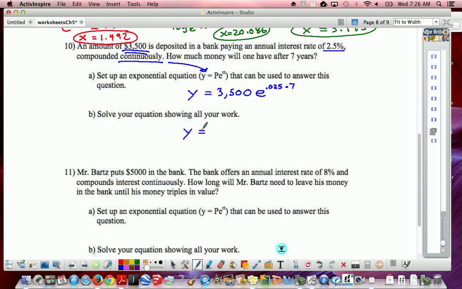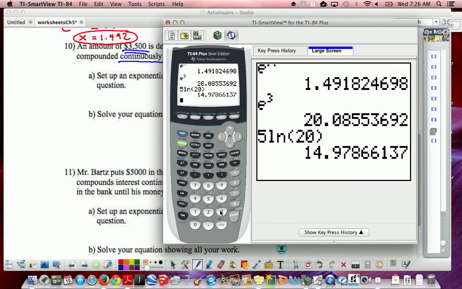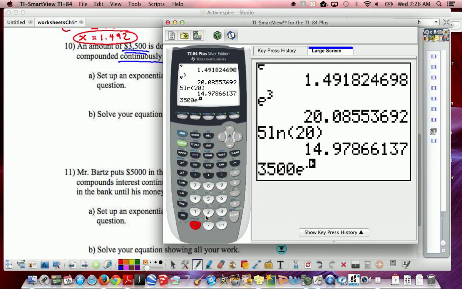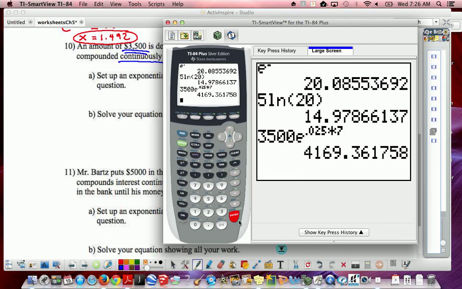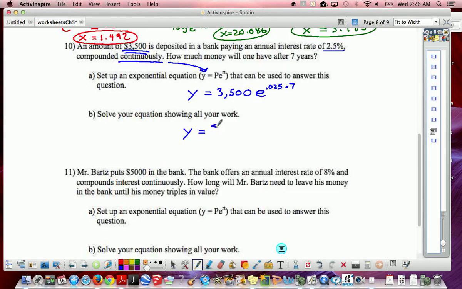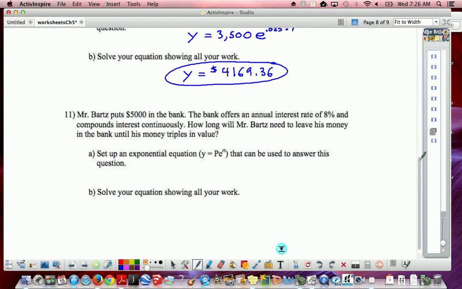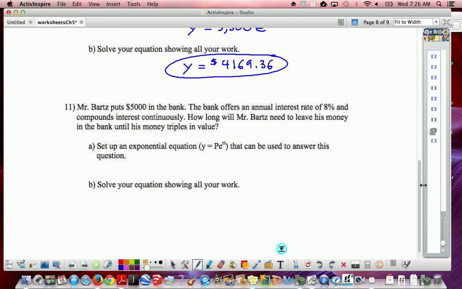So then, all we need to do is, for part B, it says solve your equation showing all of your work. Okay, so y equals, so we just have to plug it in. This one really doesn't take anything that we have to show other than the setup of it, so 0.025 times 7, so plugging it into my calculator, and I end up getting $4,169.36. So that one actually didn't take any algebra to solve because all the numbers were on one side. Very nice. However, on the second one, you'll see you're actually going to have to do some algebraic work.